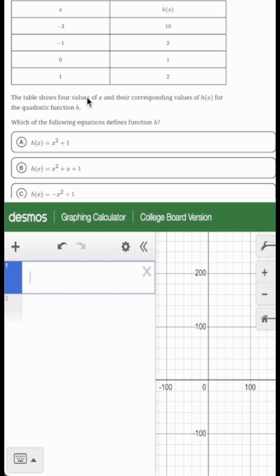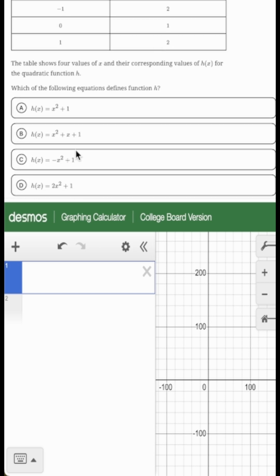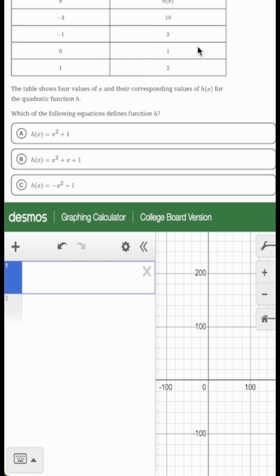The table shows 4 values of x and their corresponding values of h of x for the quadratic function h. Which of the following equations defines function h? We're given a table and a bunch of quadratic equations. So it's basically just asking which of these quadratic equations is equal to this table. Luckily, there's a method in Desmos that does exactly that.